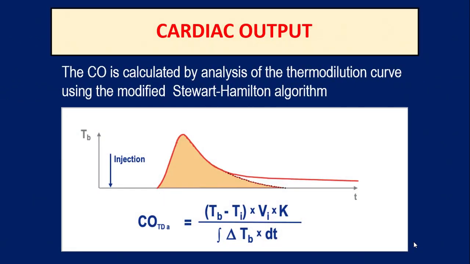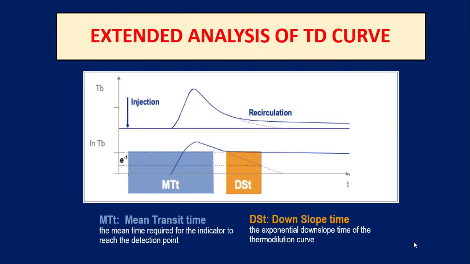So this is how cardiac output is calculated, by analyzing the thermodilution curve using the modified Stewart-Hamilton algorithm. It has two components. One is the mean transit time. Mean transit time is the moment you are injecting, up to where we are sensing it. So it is the mean time required for the indicator to reach the detection point.